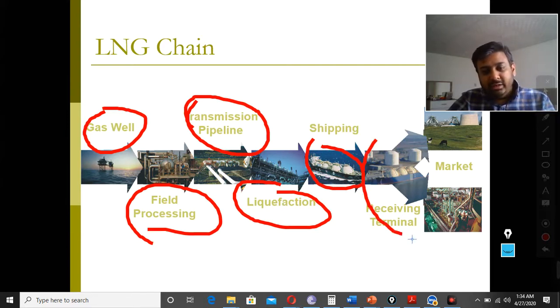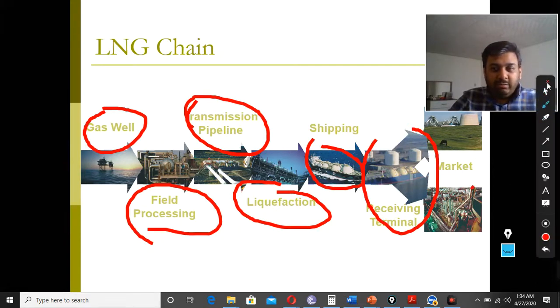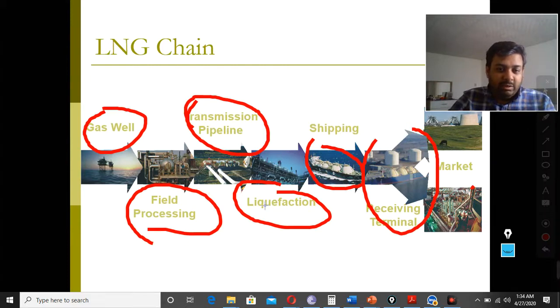There they have the gasification plant. They will again make it a gas, and then they will send it to the market. So that's the main idea of the LNG chain. They started from the gas well. So it has the liquefaction section, it has the gasification section, it has the shipping, and so that's all the business of the natural gas.